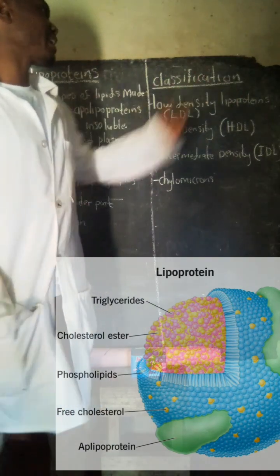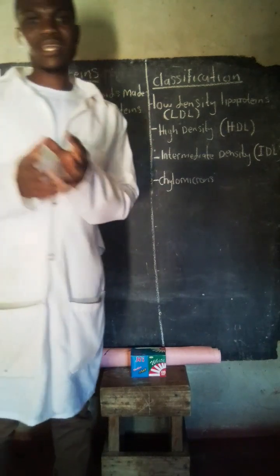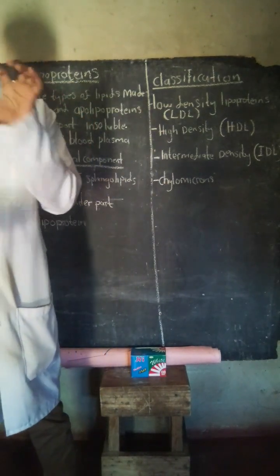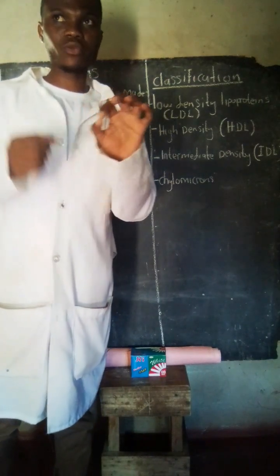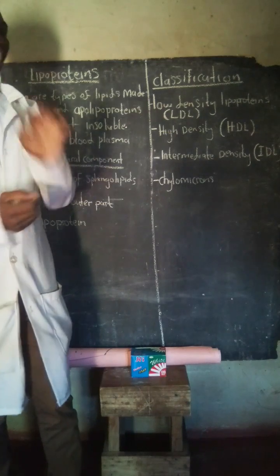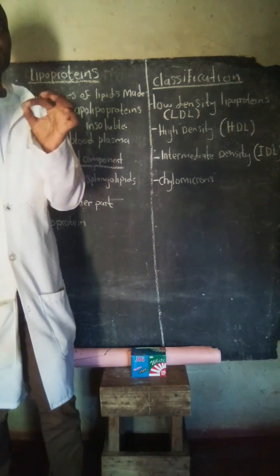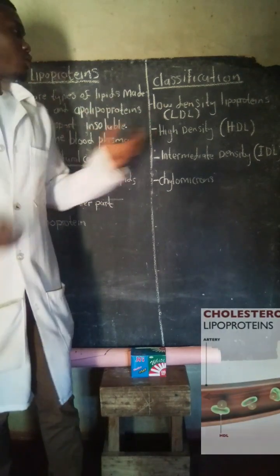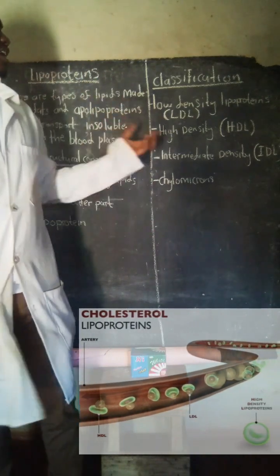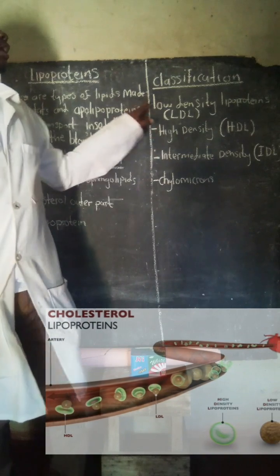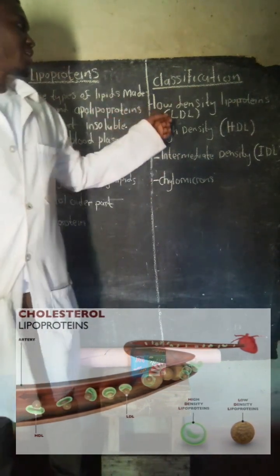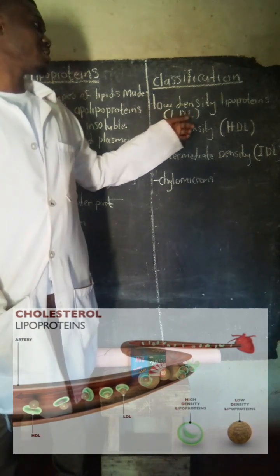How do we classify these lipoproteins? We can classify lipoproteins basing on how thick that core is, that cluster, that particle which we're talking about, which is capable of transporting the lipids that are insoluble. How thick is it? Is it really thick, medium, or low? So looking at the density of these particles, we can classify them. There are those that have got low density, which we call the low density lipoproteins, denoted as LDL.